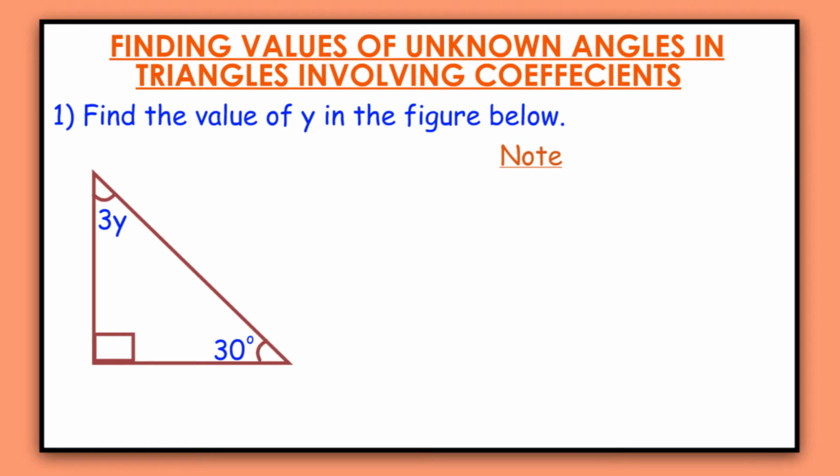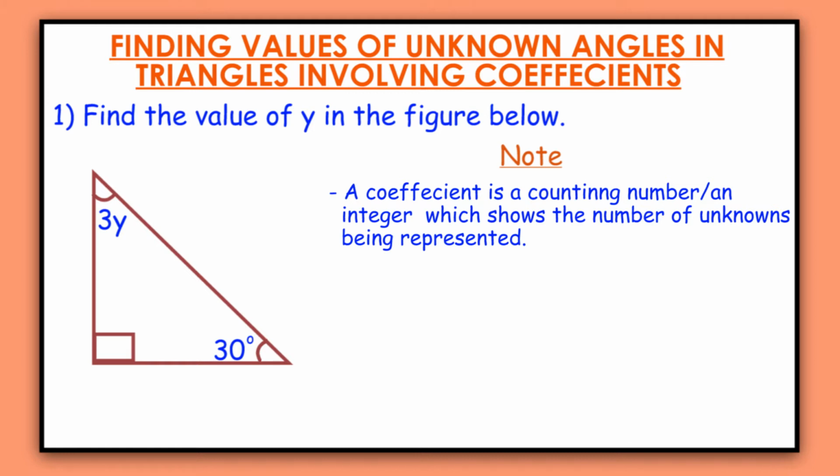So what we call a coefficient is a counting number, or an integer, which shows the number of unknowns being represented. For example, 3y in our figure. We can have 5m, 10x. 10 is the coefficient. In 5m, 5 is the coefficient. In 3y, 3 is the coefficient. We can also have negative 20p. So negative 20 is our coefficient.